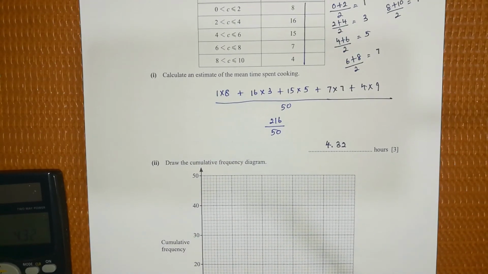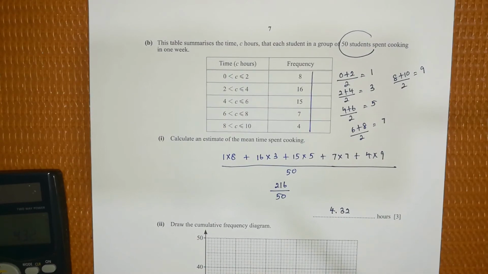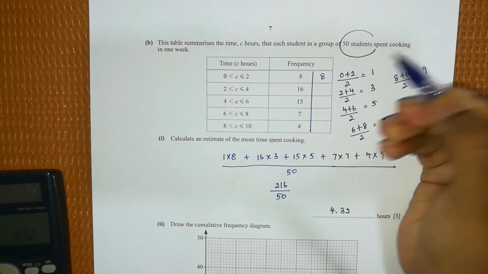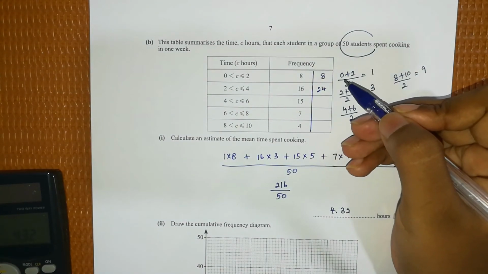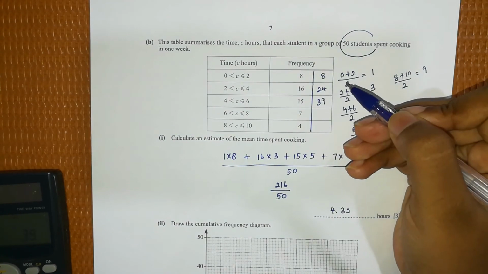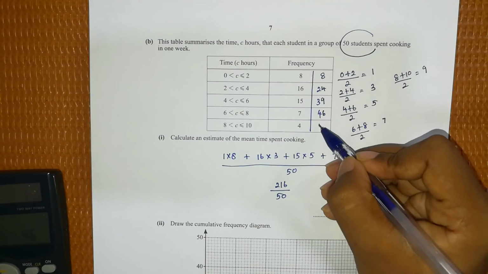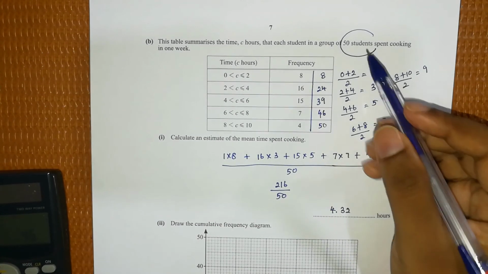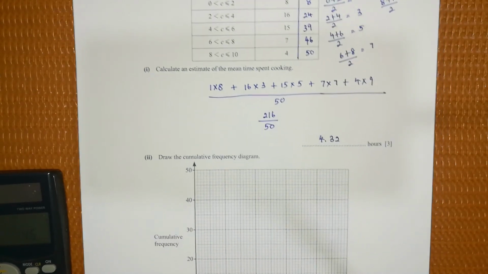Part 2. Draw the cumulative frequency diagram. In order to draw the cumulative frequency diagram, we have to have the cumulative frequencies. The first one is 8, then 8 plus 16, 24, 24 plus 15, 39, 39 plus 7, 46, 46 plus 4, 50. So the final number should be the total number here.